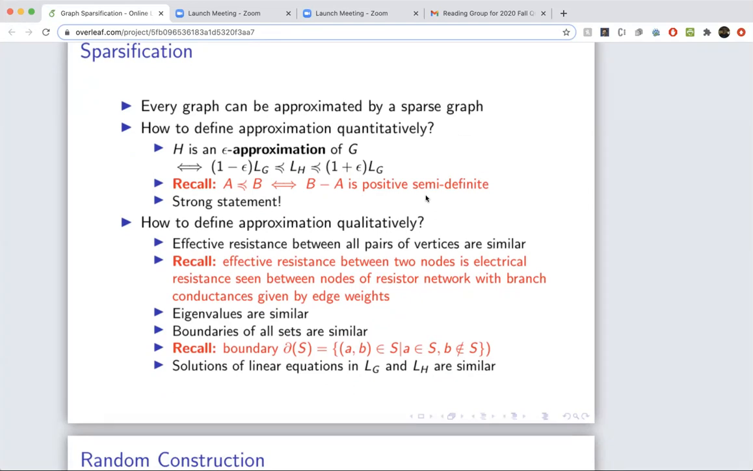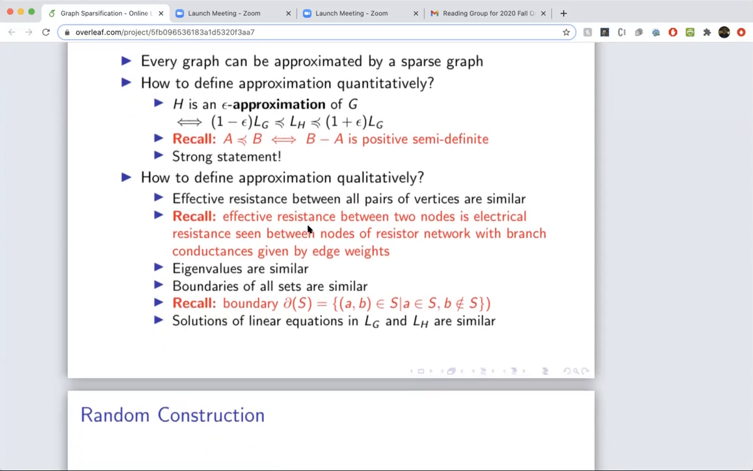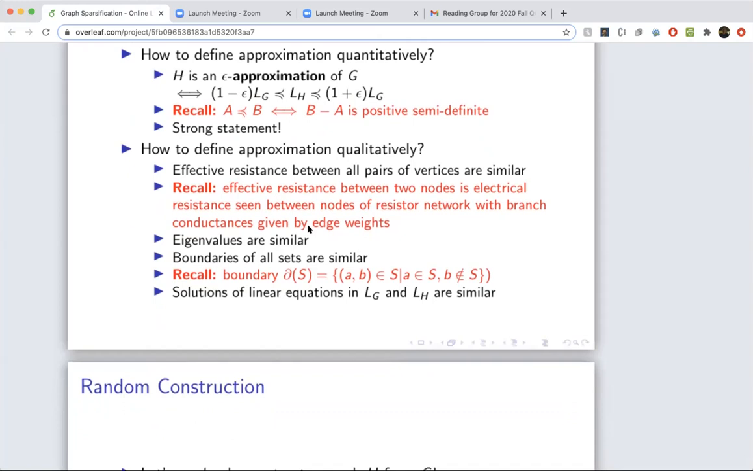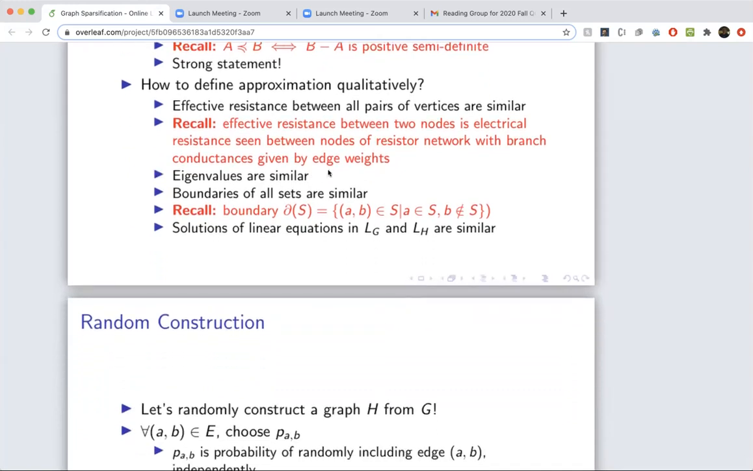That means for every x, x transpose B times x is going to be, sorry, greater than or equal to zero. And this is a pretty strong statement because conceptually it leads into how we can define approximation qualitatively. One, we can say that the effective resistance between all pairs of vertices are similar.